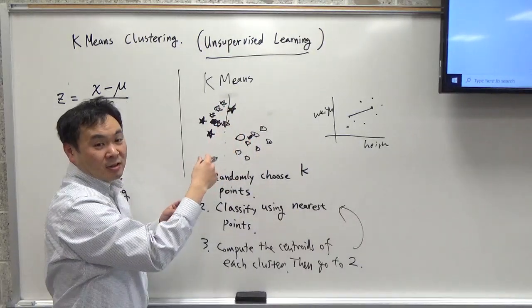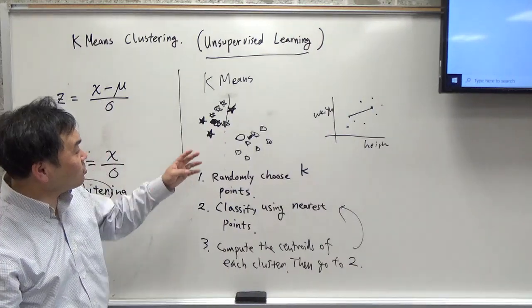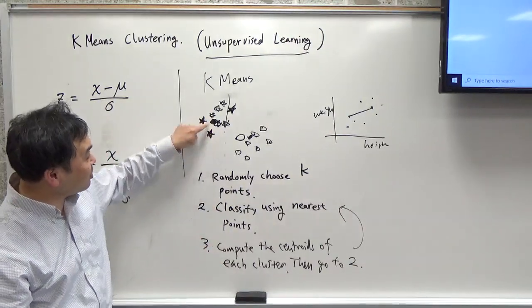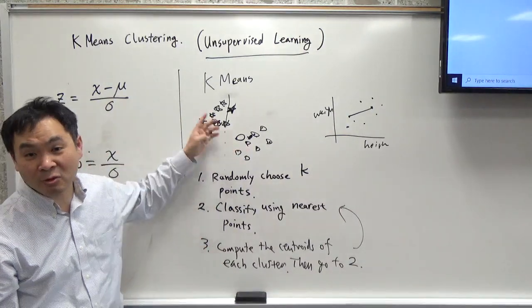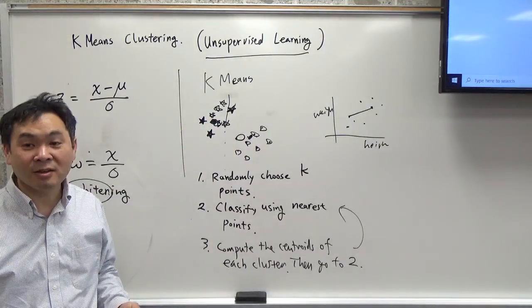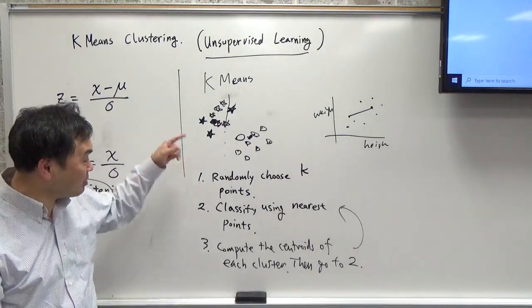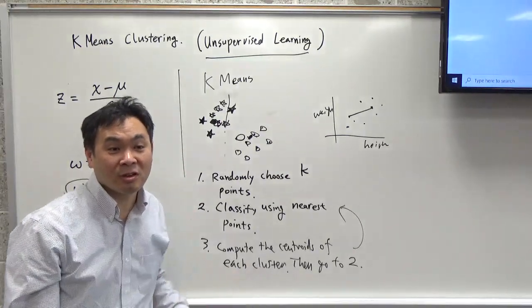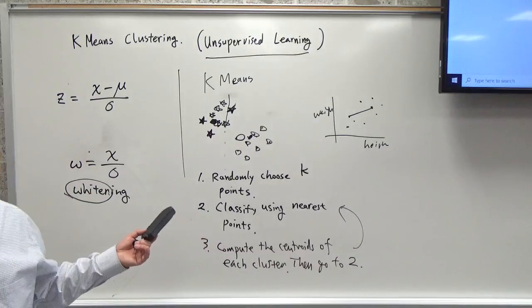Okay? And then if you do the process again, the centroids will be moved, but I don't think it's going to change any of the classification. Is that okay? So you just keep doing this. That's how the K-means algorithm works. It's pretty simple, right?